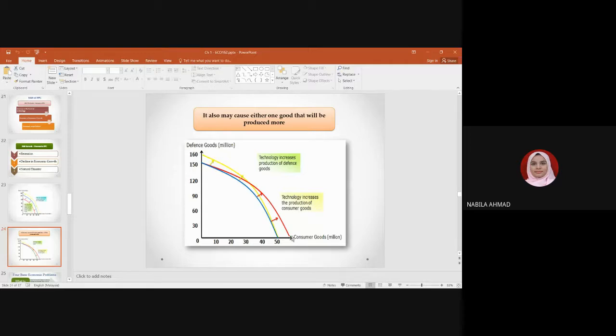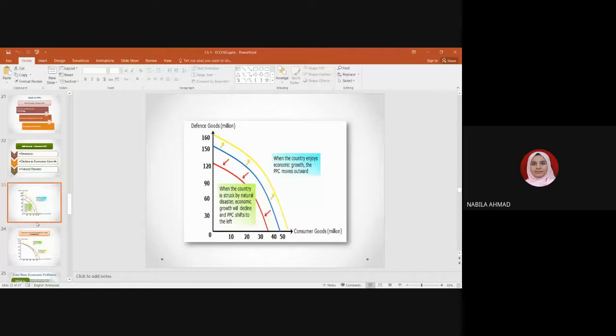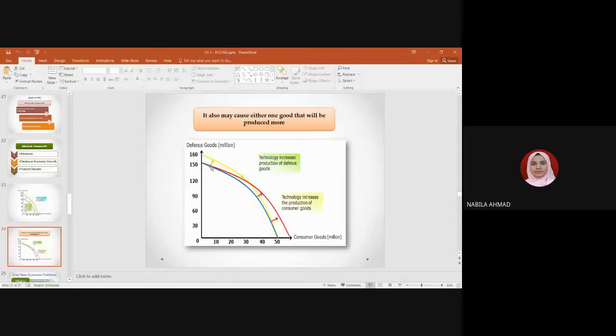Ataupun kalau teknologi berkembang hanya pada consumer goods, jadi PPC hanya shift daripada blue curve to red curve hanya towards consumer goods sahaja. Okay, sama ada dia boleh shift parallel atau dia shift salah satu lah. Inward pun samalah, shift inwards towards defense goods ataupun shift inwards towards consumer goods. Okay, so far okay? Alright, good.